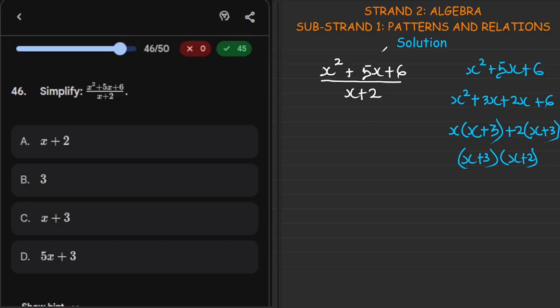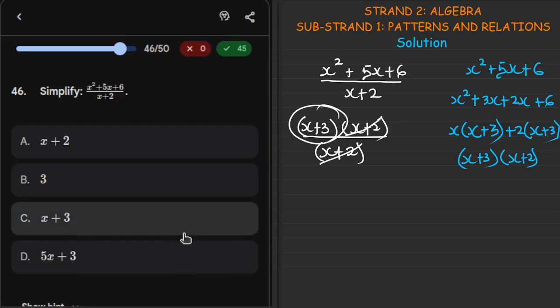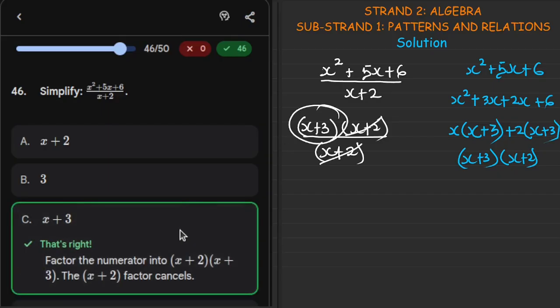We can now substitute this numerator with x plus 3 and then x plus 2. So that we have what? x plus 3 in one bracket, and then in the other bracket, x plus 2, all over x plus 2. In which case, our x plus 2 takes out the x plus 2, and we'll be left with what? x plus 3. And that is what? C.